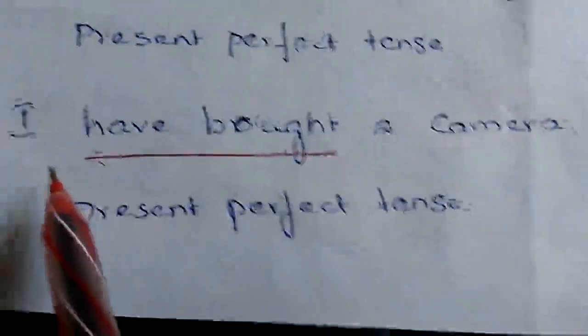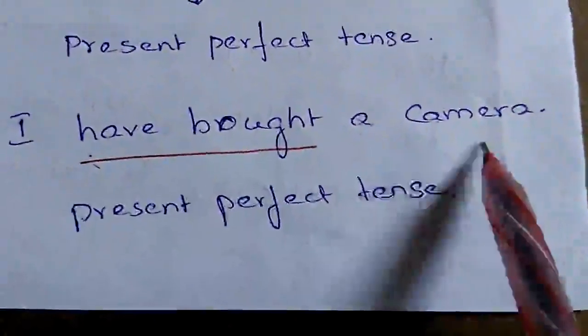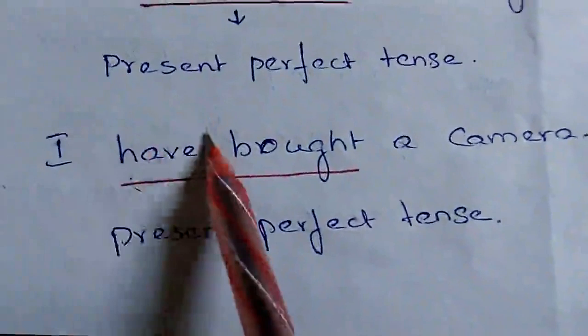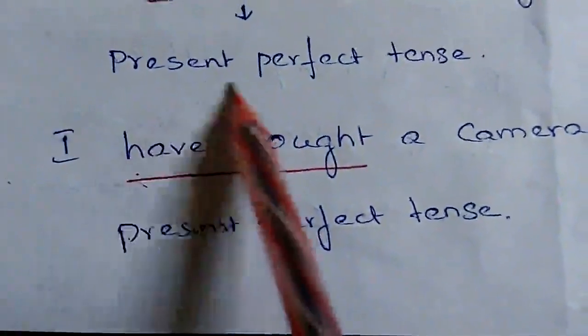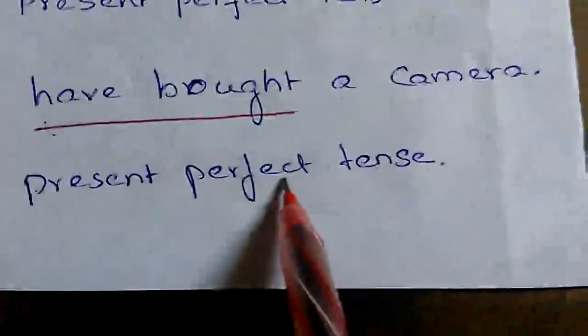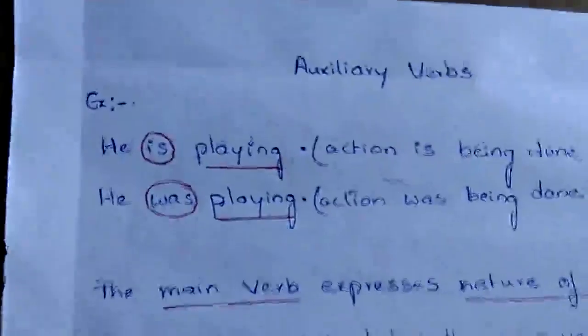We take one more example. I have bought a camera. Here bought is in past participle form, and have is the auxiliary verb, the helping verb, which is supporting the main verb to construct a present perfect tense sentence. So the main function of these primary auxiliaries is that they help in constructing the correct structure of the sentence.